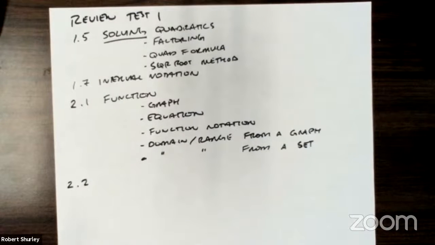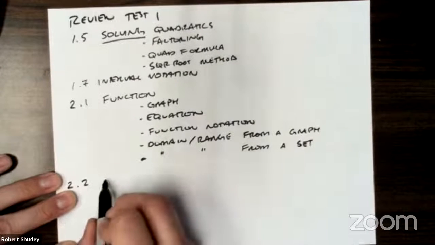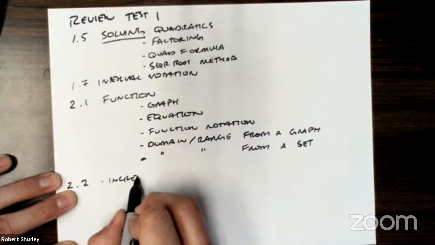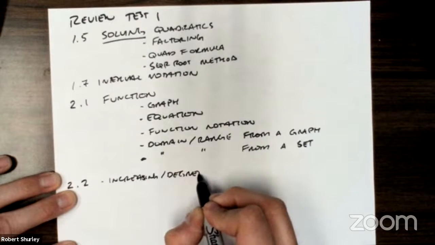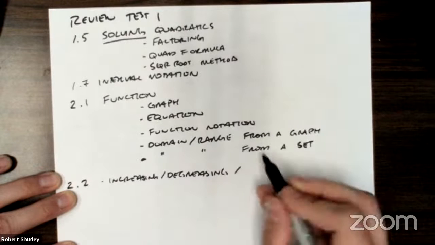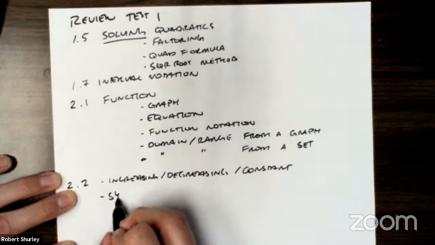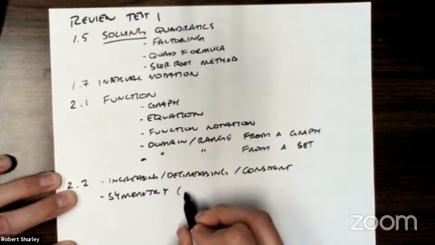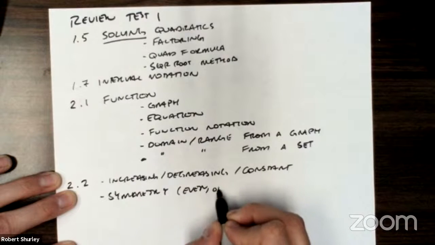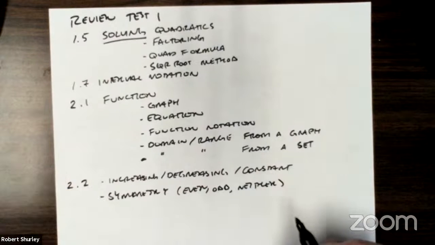2.2 was more on functions. It really had a lot on functions. First, it talked about increasing and decreasing, where a function is increasing, decreasing, or constant. And then it went to the symmetry of functions, which was really even, odd, or neither, however you want to pronounce it. So increasing, decreasing, even, odd.